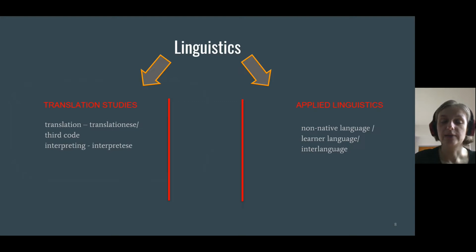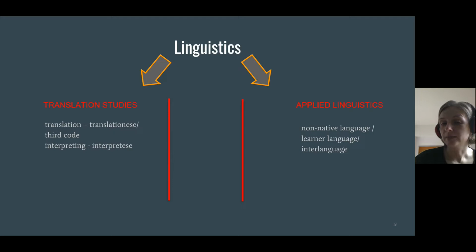There are two branches of linguistics that handle this topic. One is translation studies, and within translation studies, we investigate translationese, so the language of translation, which can also be called third code, or the language of interpreting, which is interpretese. In applied linguistics, we investigate non-native language use, or learner language, or interlanguage. So the way people use language when they are speaking or writing not their own language, but a foreign language.